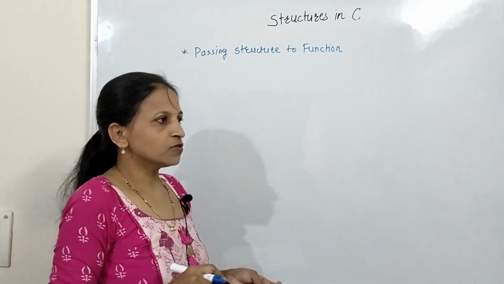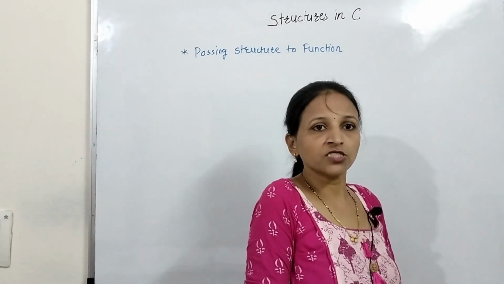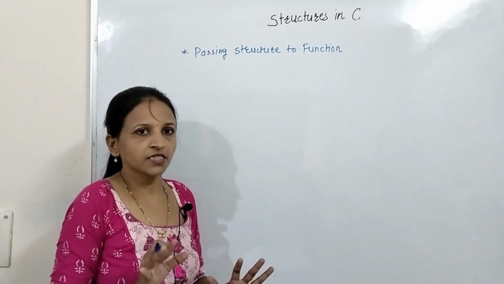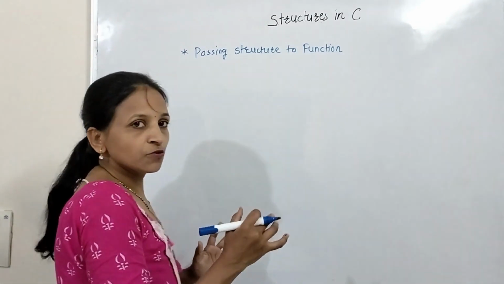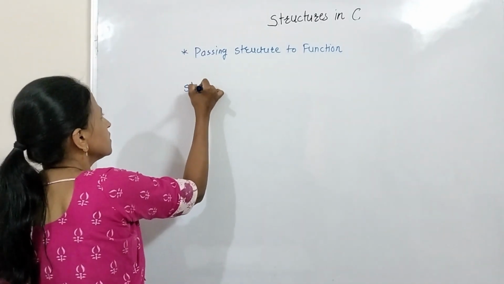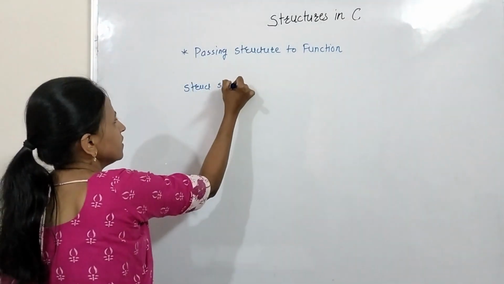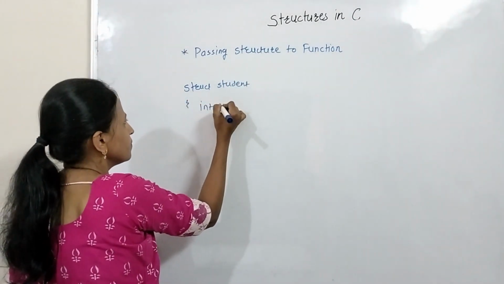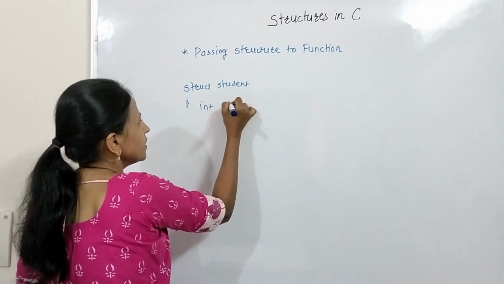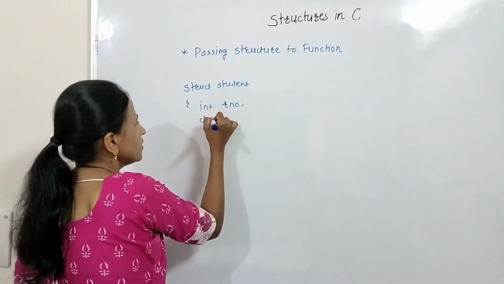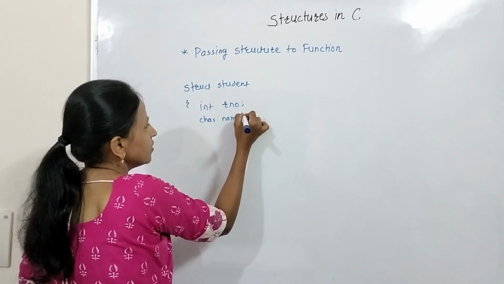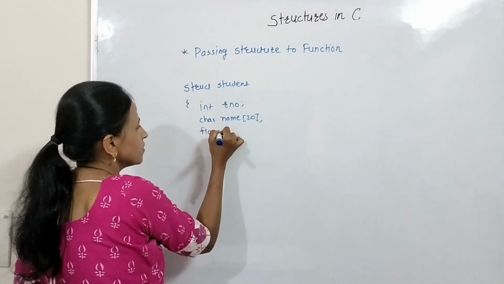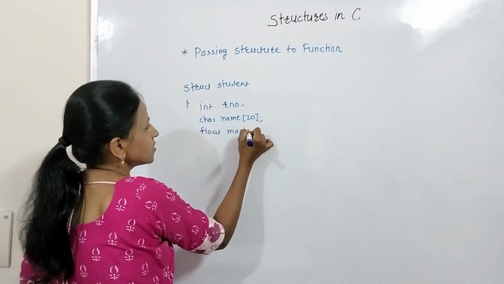I want to write a display function to display whatever data of any structure variable. Then we can easily write it. How to write that? First we have to create a structure. Let struct student be there. It has internally three members: integer roll number, char name of 20, and float marks. This is our structure.